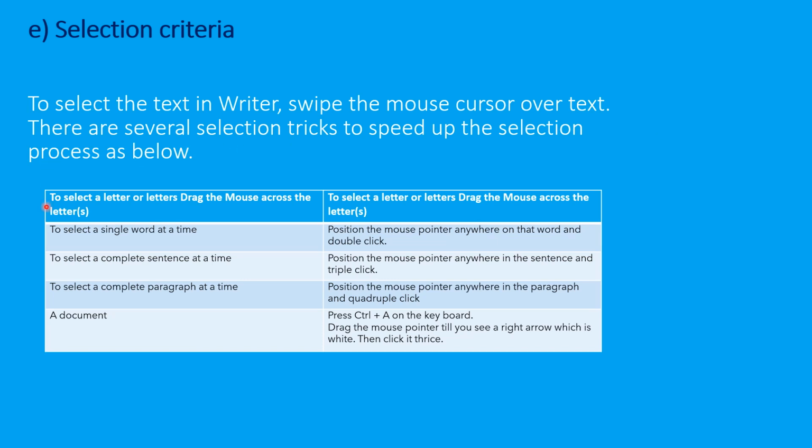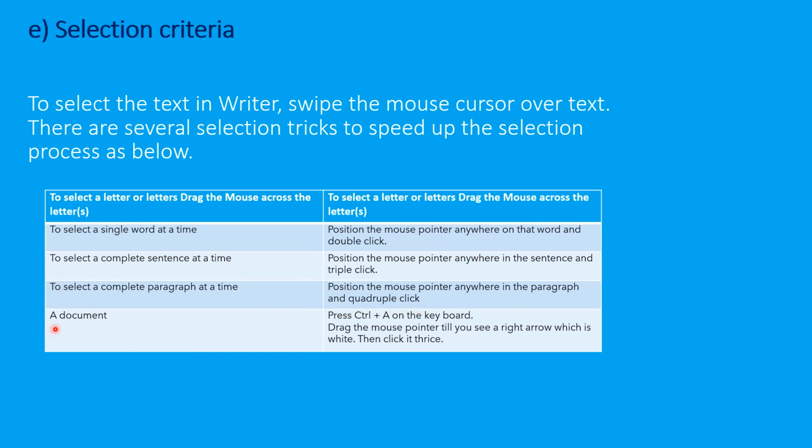So here you can see in a table form. First is to select a single word at a time. Position the mouse pointer anywhere on that word and do a double click. Next, to select a complete sentence at a time, position the mouse pointer anywhere in the sentence and do a triple click. Next is to select a complete paragraph at a time, then position the mouse pointer anywhere in the paragraph and do a quadruple click. Quadruple click means you have to click 4 times very quickly.